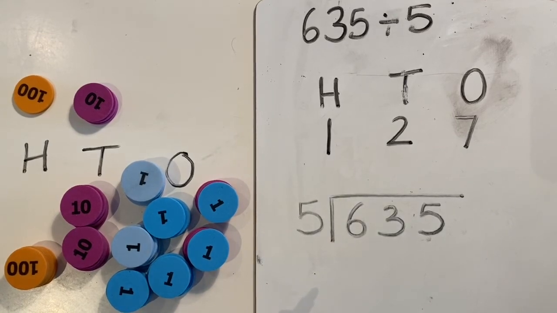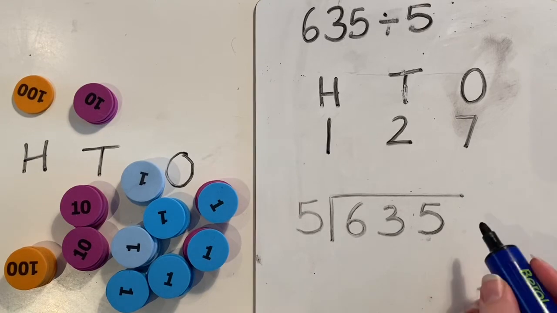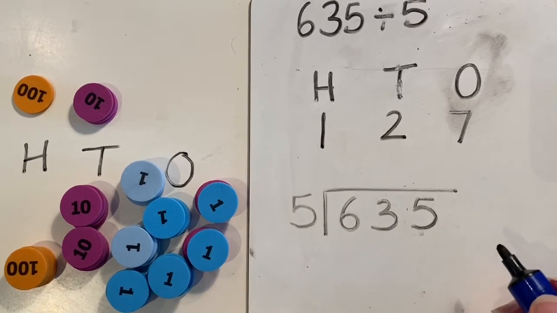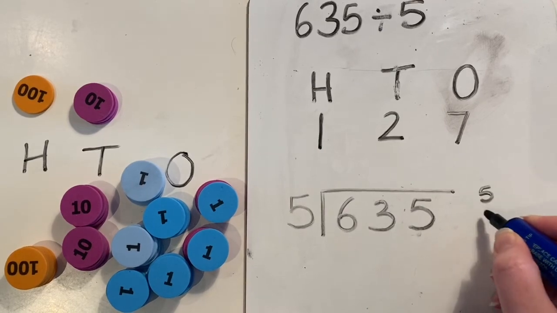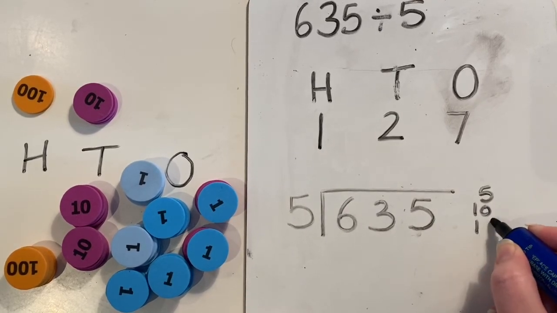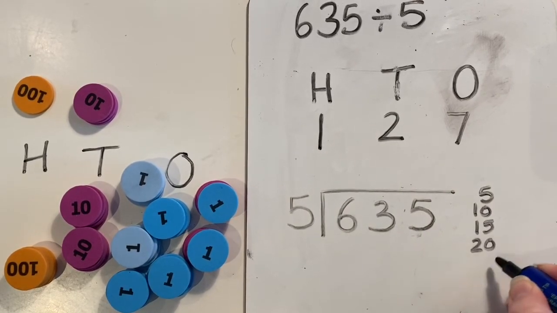Okay, I'm going to get another colour to help me with this. Now, what you need to do to help yourself, especially if it's a times table you're not confident with, is either have a times table square or write your times table out at the side to help you.